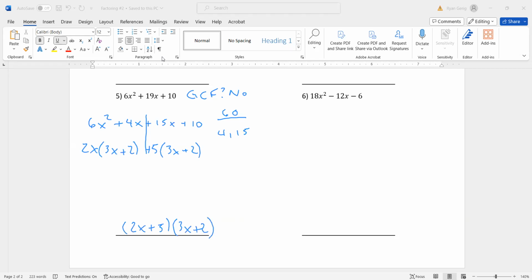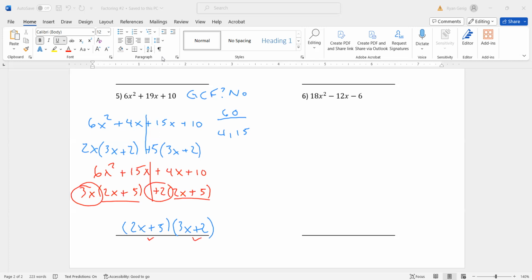Okay, and I'm going to do this very quickly now. I'm going to show you that if I had switched this around, the 4-term polynomial, I would have gotten the same answer. I'm going to put 15x first, 4x second. Okay, so then GCF on this one would be 3x. 6 divided by 3 is 2x. 15 divided by 3 is 5. GCF of the next one is 2. 4 divided by 2 is 2x. 10 divided by 2 is 5. Look, you got 2x plus 5 right there. And then the first term's 3x plus 2 right there. You get the same thing. Okay. You don't have to do it twice. I just want to show you that it happens.